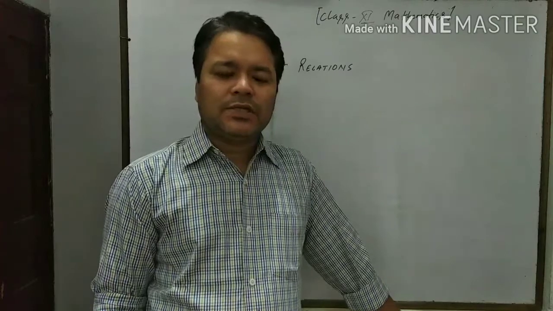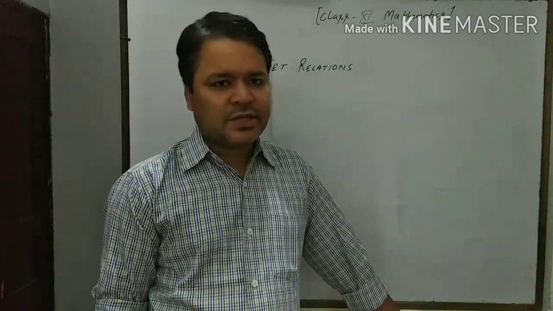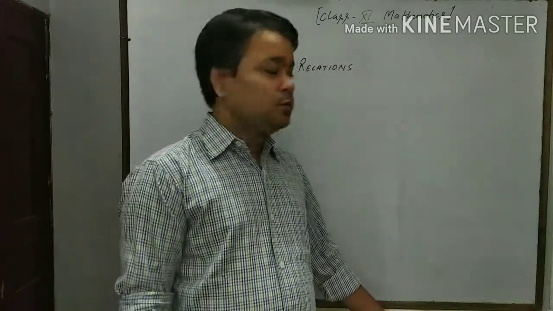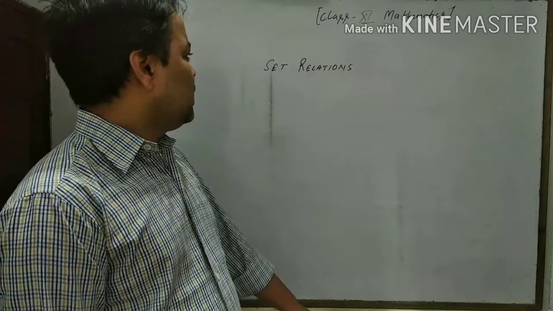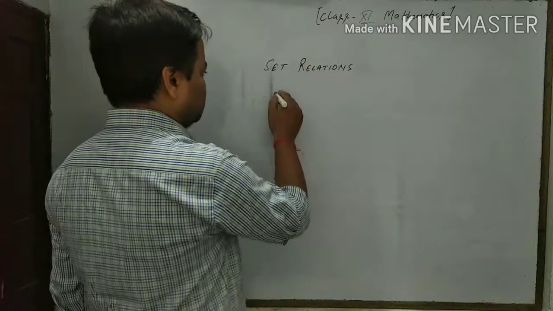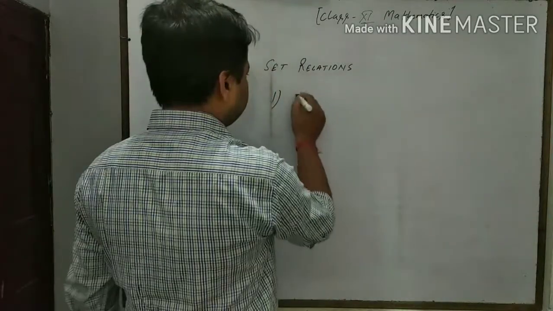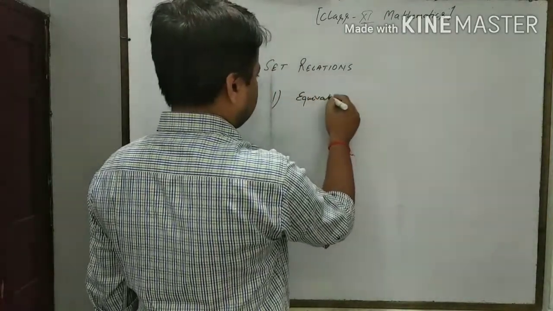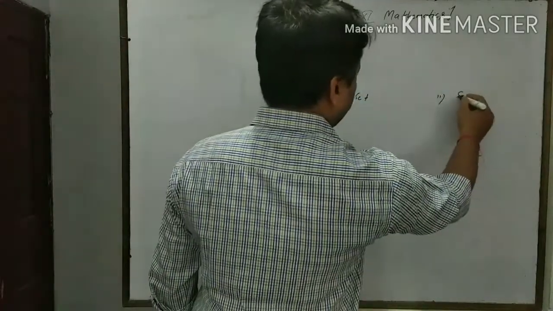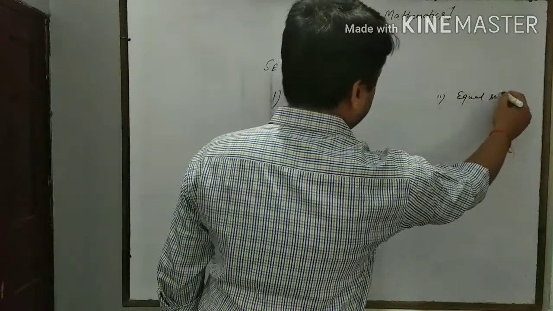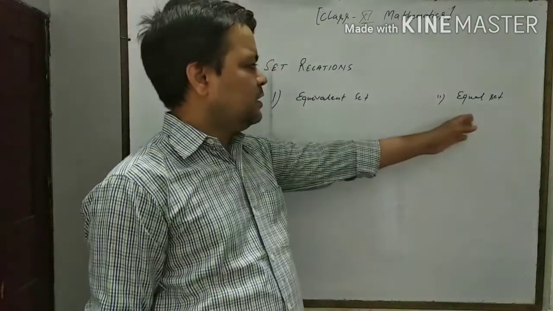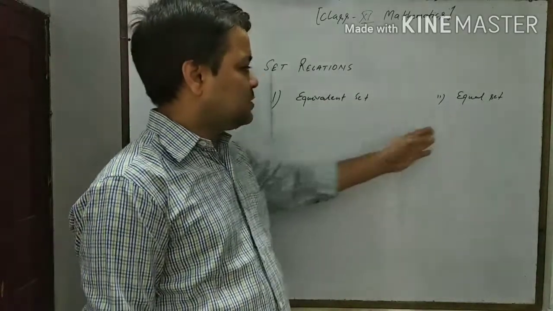Our first video of class 11 was related to the question paper pattern and the second was related to the introduction of set. Today is the third video and we will discuss set relations. In set relations, first of all, we should discuss the equivalent set, and after that, the second one will be equal set. There is some similarity between equivalent set and equal set, and there is some difference also.